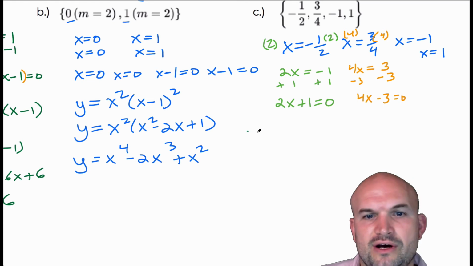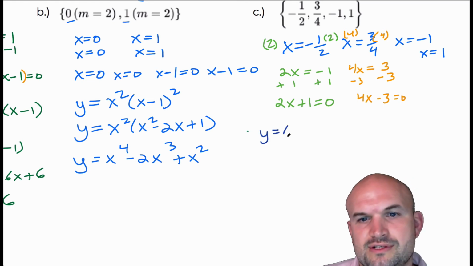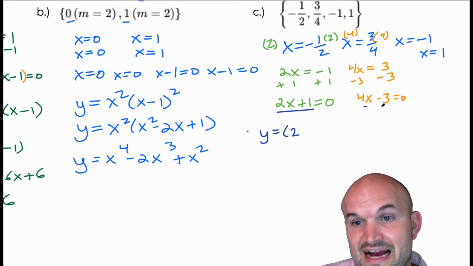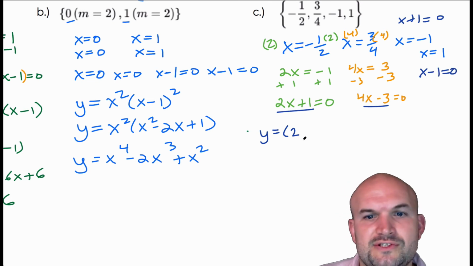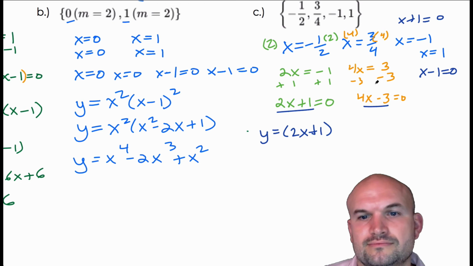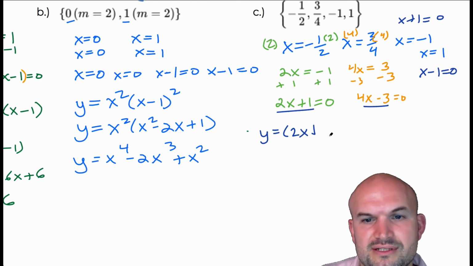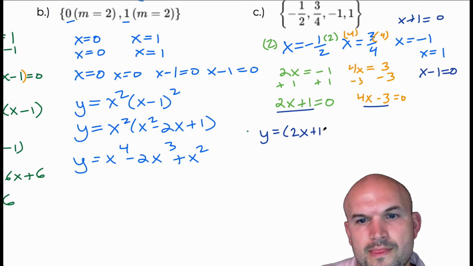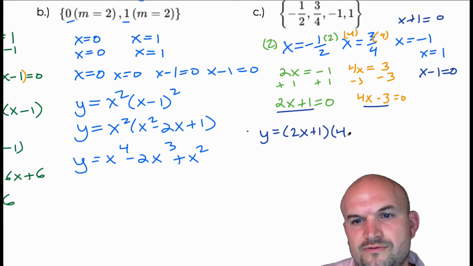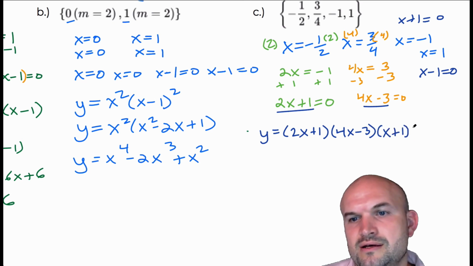So let's go ahead and now just write the equation y equals. These, again, are my factors. I can rewrite these as x plus 1 equals 0 if I add the 1, and x minus 1 equals 0. Sorry, I just ran out of space. So I'd have 2x plus 1 times 4x minus 3 times x plus 1 times x minus 1.